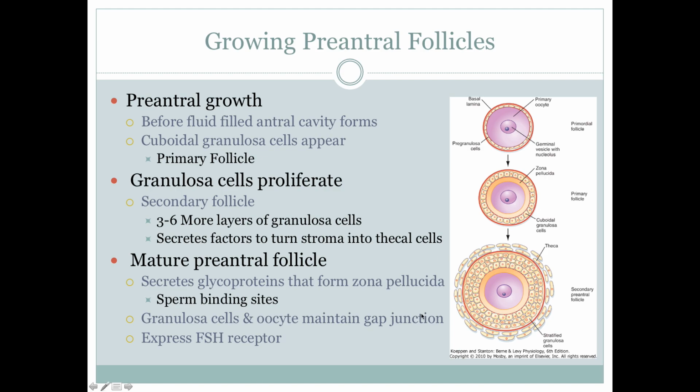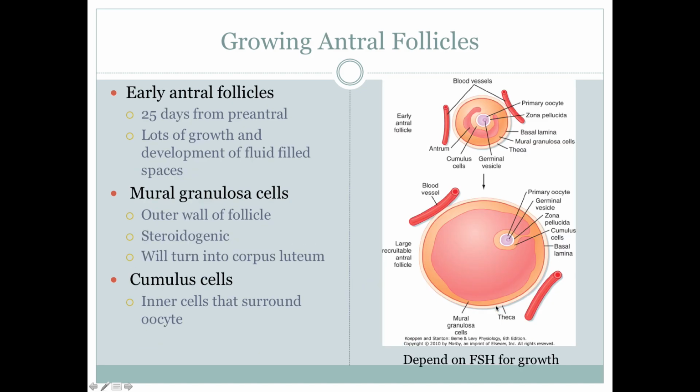Also, preantral follicles have FSH receptors. So when follicle stimulating hormone is released by the pituitary, it binds to receptors on the follicles and drives their growth. That's what follicle stimulating hormone does. All right, so again, they depend on FSH for growth. Early antral follicles, about 25 days it takes to go from preantral to these early ones.